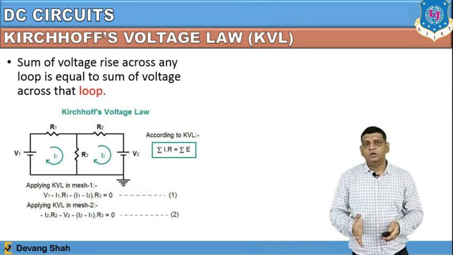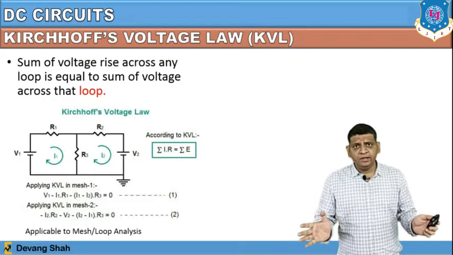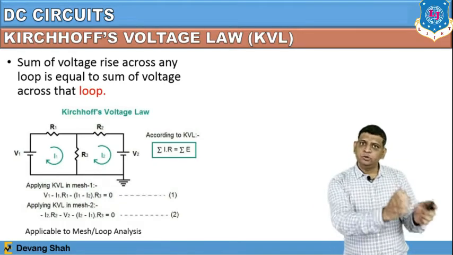Now it is applicable for loop and mesh analysis, right? So ultimately KCL is applicable to a node and KVL is applicable to a loop, right?